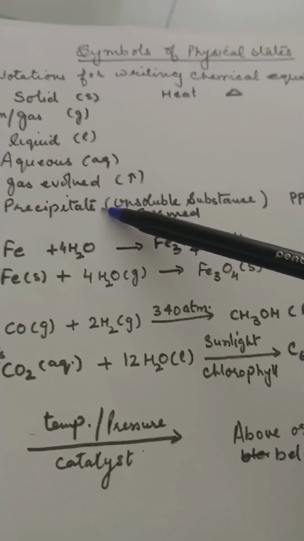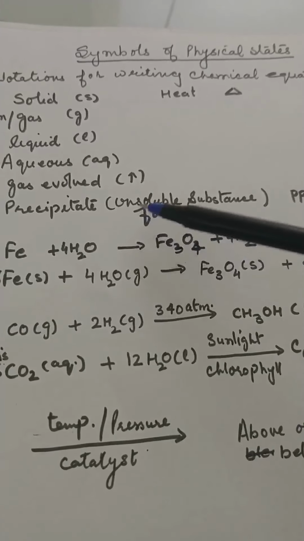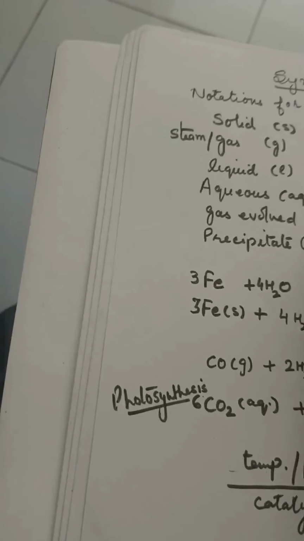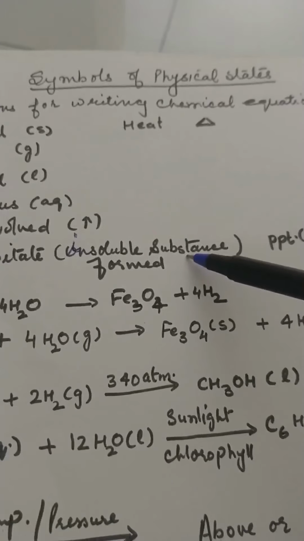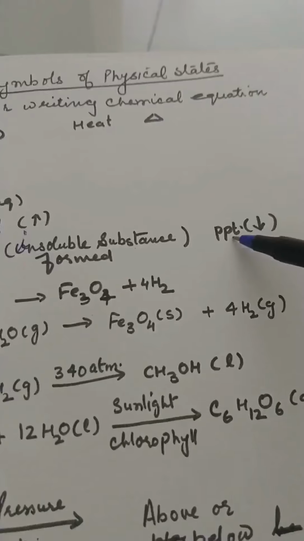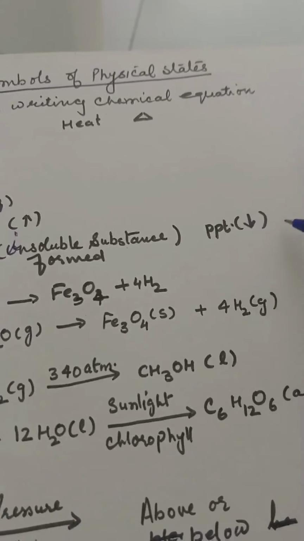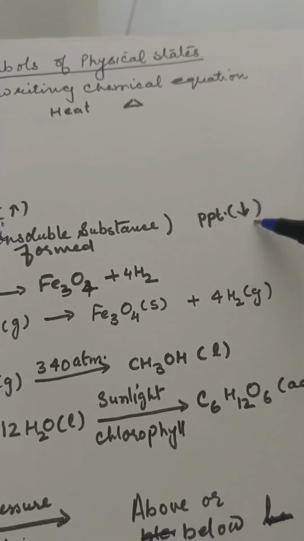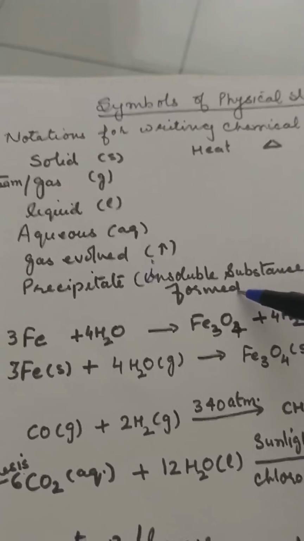Another new term, precipitate. Precipitates are insoluble substances. Insoluble substance formed during a chemical reaction. And they are written as small ppt or can also be written with a small arrow pointing downward. So precipitates are insoluble substances formed during a chemical reaction.